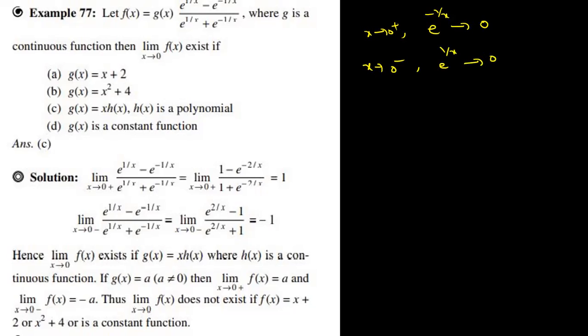Limit x tends to 0 minus, e power 1 by x is tending to 0. Please observe these points, all of you. Note and write these points. By using this property, when they are asking limit 0 plus, we should convert into this format, 0 minus, this is the format.